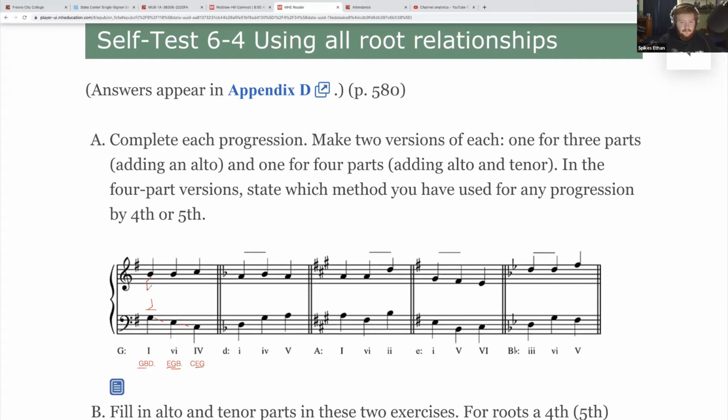Okay. Now, we're moving by thirds, so we have two common tones. The soprano stays right where it's at. We could keep the alto where it's at. Does that work?